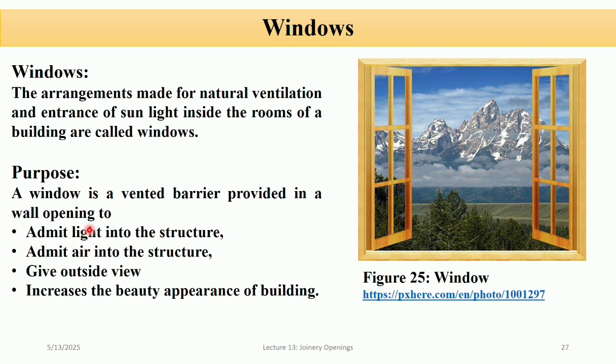Window allow natural sunlight to enter the interior spaces, reducing the need for artificial lighting during the day, admit air into the structure. So they help in cross ventilation by allowing fresh air to enter and circulate within the building, which improve indoor air quality, and give outside view.